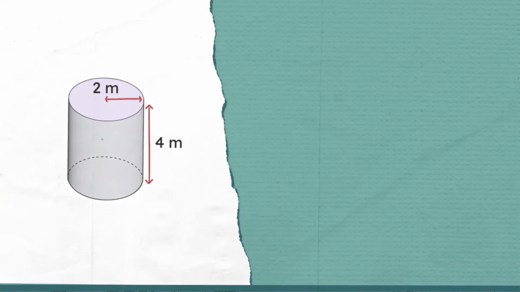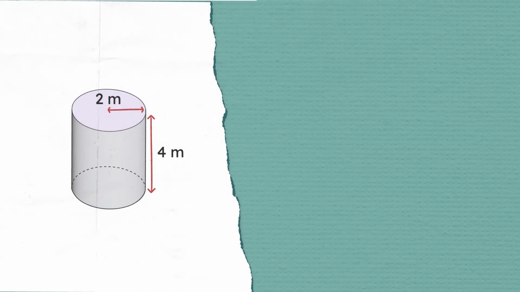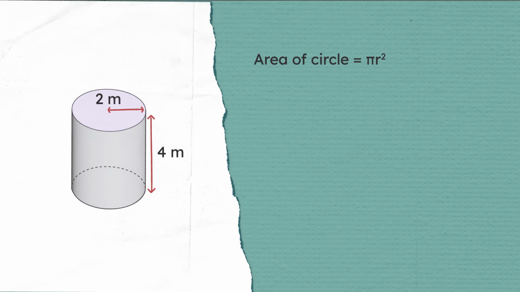A cylinder is not a prism, as it does not have flat sides. However, as it has the same cross-section throughout, we can use the same formula to find its volume. As the cross-section is a circle, we need to use the formula area equals pi multiplied by radius squared.